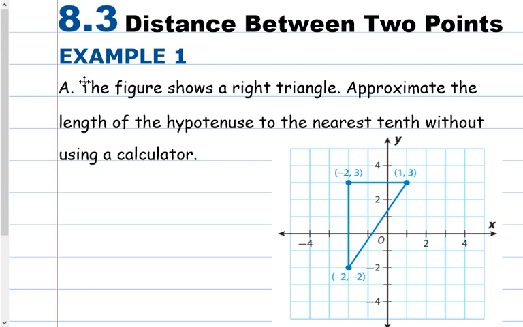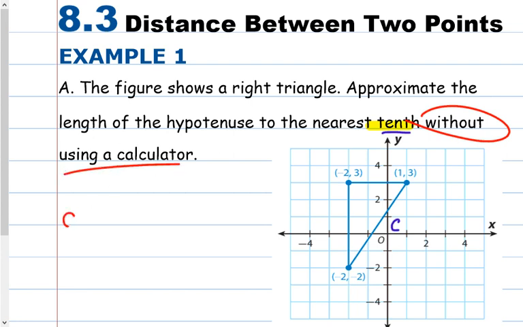8.3 is the distance between 2 points. So with example 1, the figure shows a right triangle. Approximate the length of the hypotenuse, which is C, to the nearest tenth. The nearest tenth is 1 decimal place without using a calculator. So make sure you know, without using a calculator, no calculator at all.